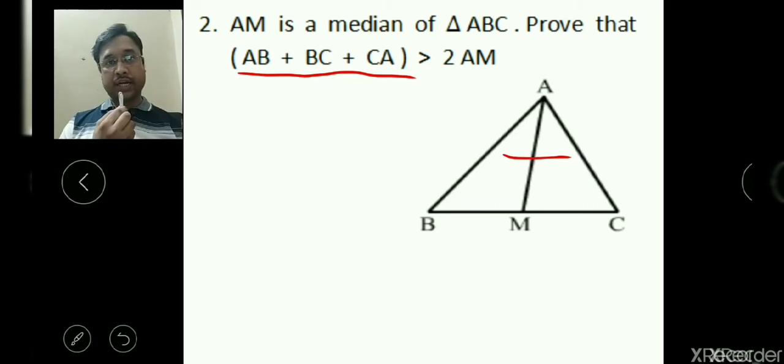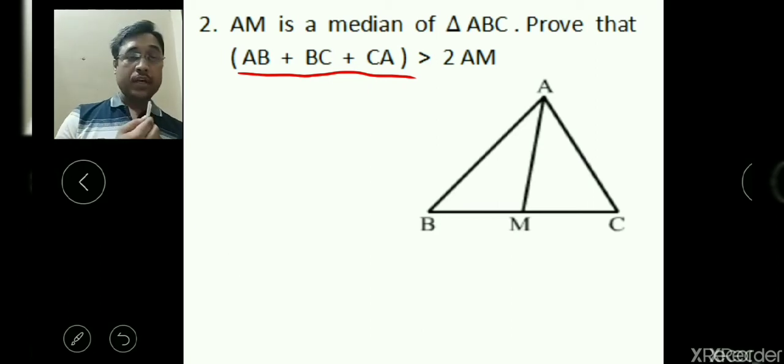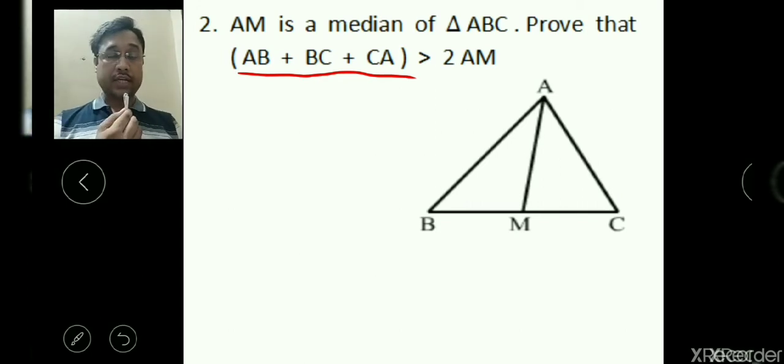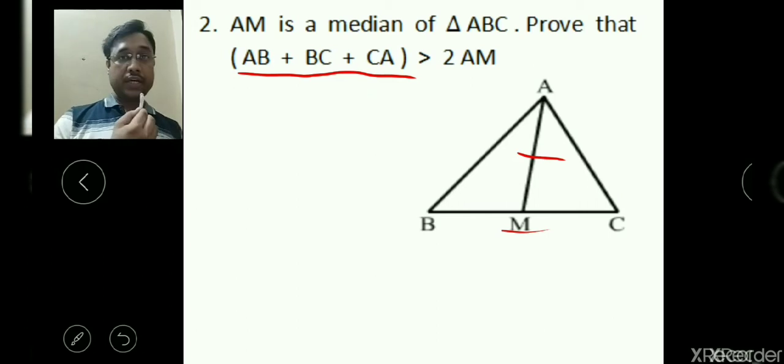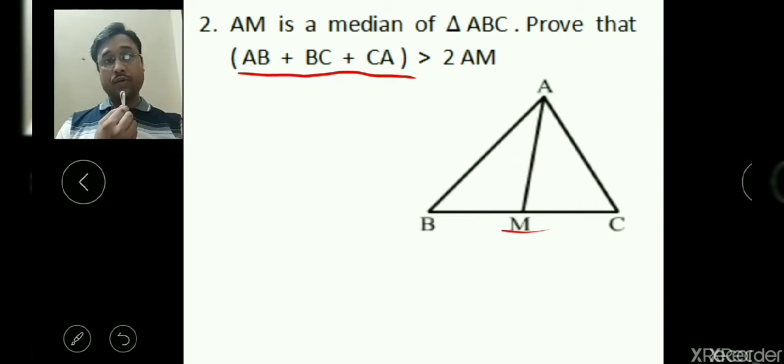Now the question arises, what is a median? A median is the line segment which connects any vertex of a triangle with the midpoint of the opposite side. So this M is the midpoint of the side BC and it comes from the opposite vertex A. So this AM is a median here. Okay, so now we are going to prove this.